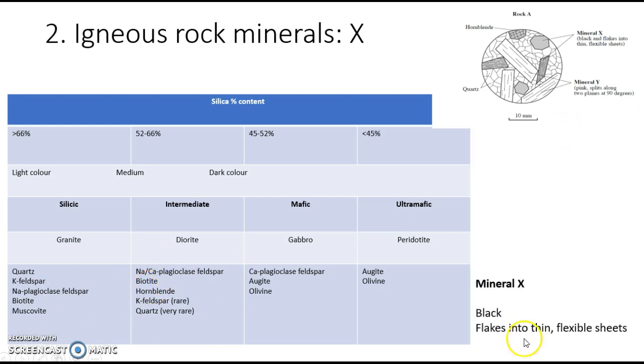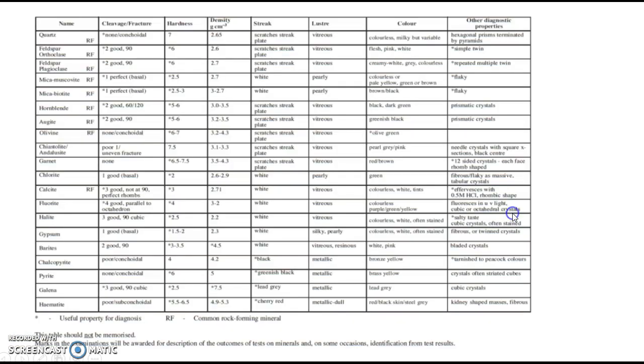Now what do we know about mineral X? It's black and it flakes into thin, flexible sheets. Well, we know that augite is black, we know also that olivine can appear black, but it's mostly green. We know hornblende is sort of browny black, and biotite mica is also black. So let's have a look now on the mineral ID sheet.